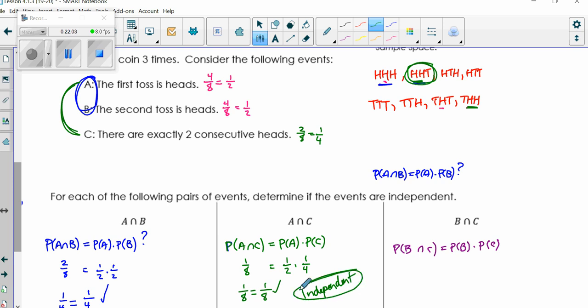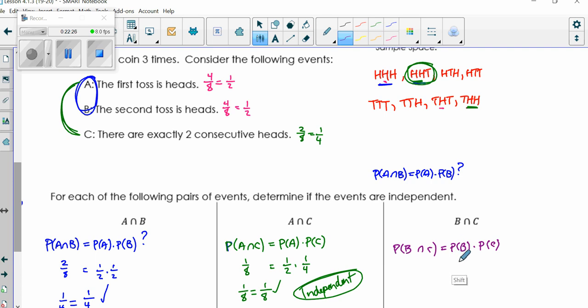Okay, and that's what we're trying to determine. Okay, and again, that should make sense too, that they're independent, that one does not affect the other, because the first toss being heads doesn't affect the fact that there are 2 consecutive heads, because I can get 2 consecutive heads here. There doesn't have to be a heads first. Okay, so let's try the next one.